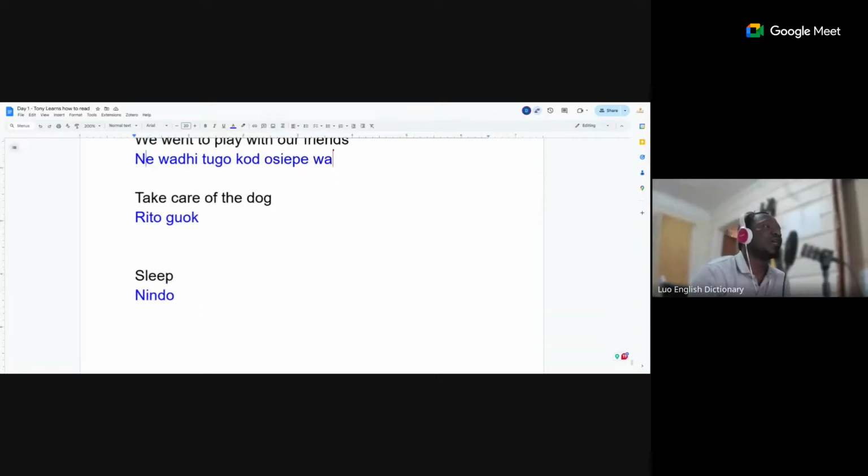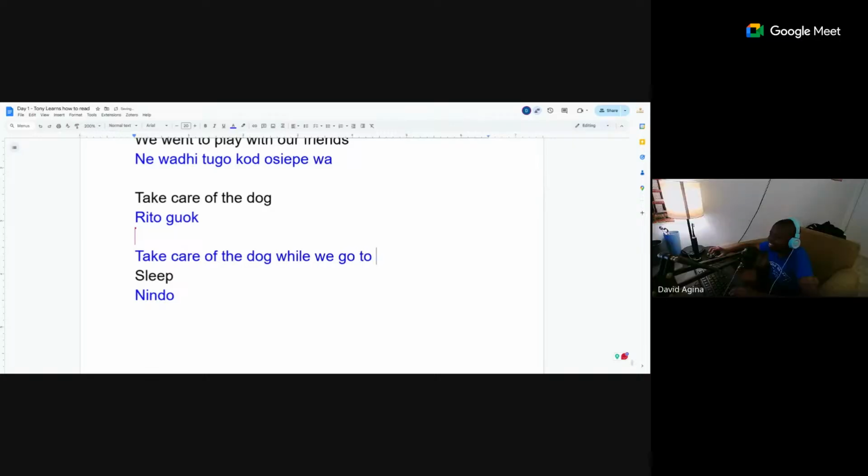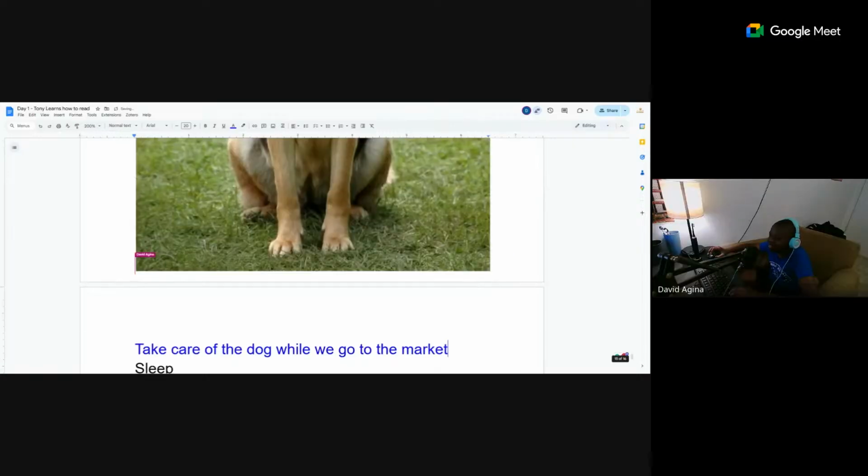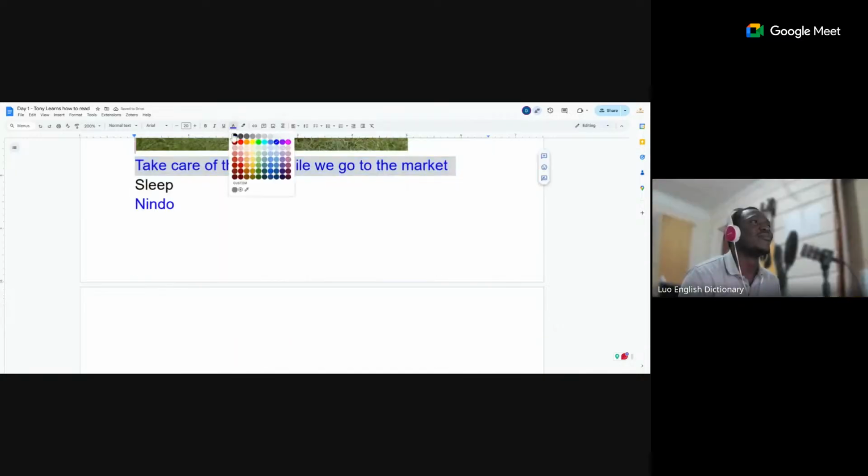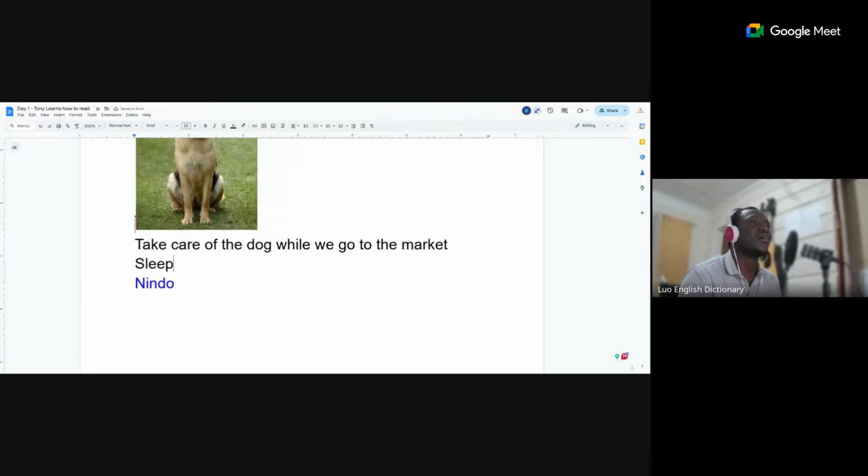Good. Then take care of the dog. Okay, put that there. Dog sitting. I didn't literally mean a dog sitting, but okay, we'll go with that. So this says, take care of the dog while we go to the market.